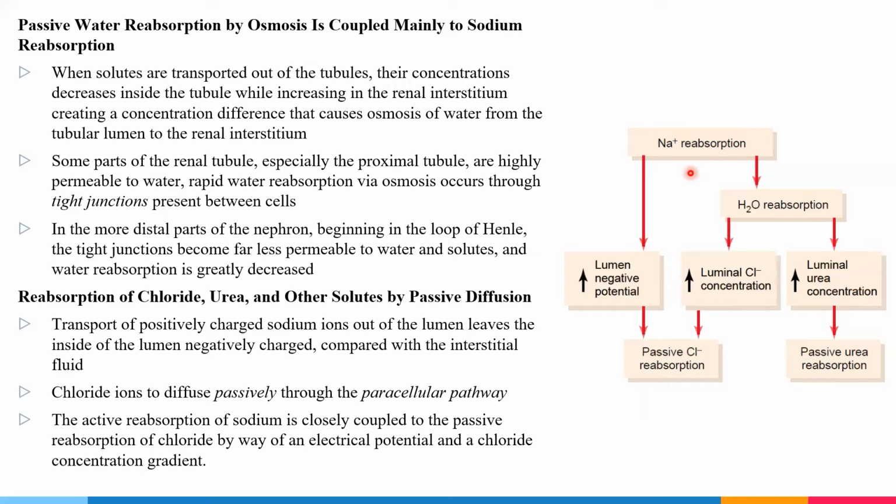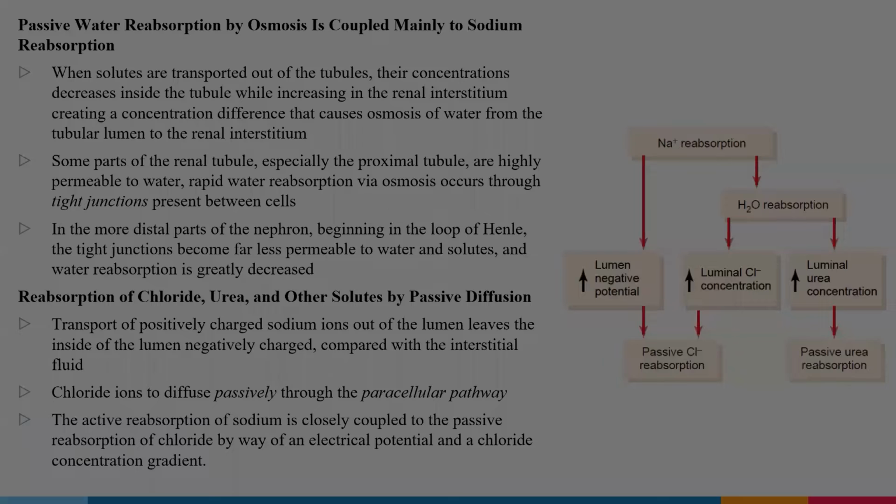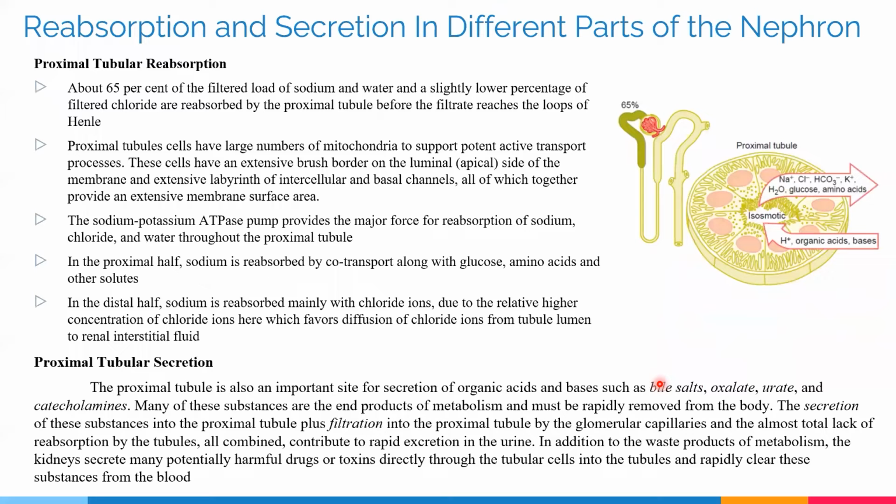Further, since sodium is reabsorbed from the renal tubules, the glomerular filtrate becomes negatively charged, and the lumen negative potential further allows passive reabsorption of chloride ions down their electrical gradient. Next, we will look into reabsorption and secretion in different parts of the nephron, and we will go through the different parts one by one and look into how various solutes are reabsorbed or secreted. First, we will look into proximal tubular reabsorption.